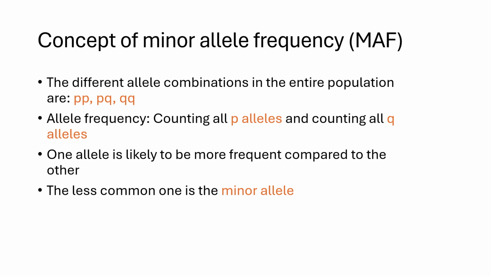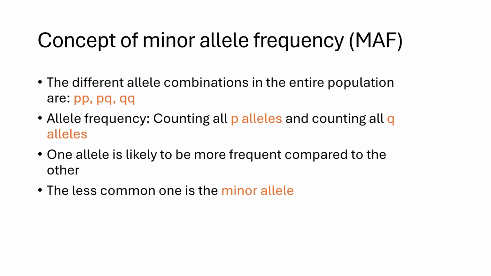So some of us can have a combination of P from the father and P from the mother. Some can have a P and a Q, and others can have two of the Qs. And these are just allele combinations. These are not the exact loci. So the allele frequency, if you're counting, how do you calculate allele frequency?